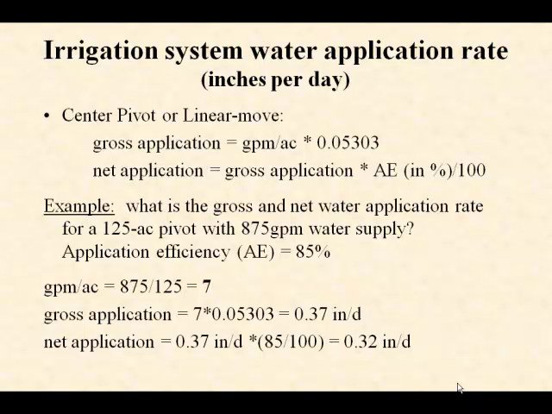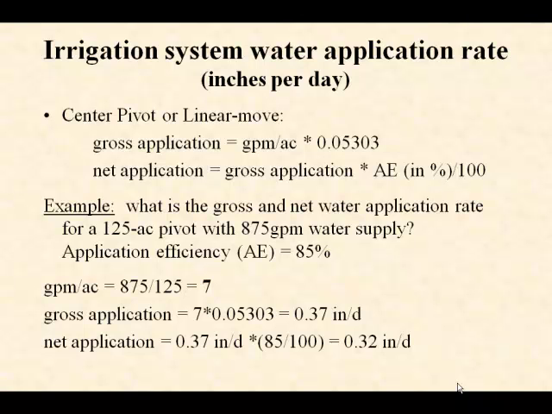So in this particular case, we would say center pivot or linear move application rate, the gross rate, which says if I take the gallons of water and spread them uniformly across the field, the gross rate is how many inches per day that I'm actually pumping. Now, not all that gets into the soil. Some gets lost to evaporation, wind drift, and other losses. So our net application rate takes that gross rate and uses only a part of it. Usually for a low pressure pivot, it's about 85%. So the main equation here says gross application is gallons per minute per acre times 0.05303.